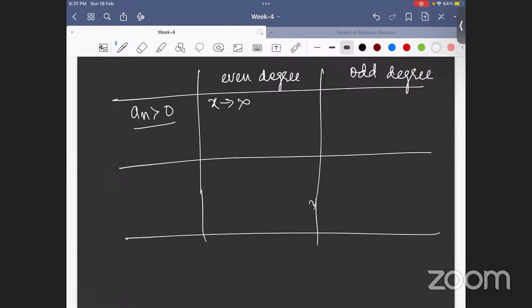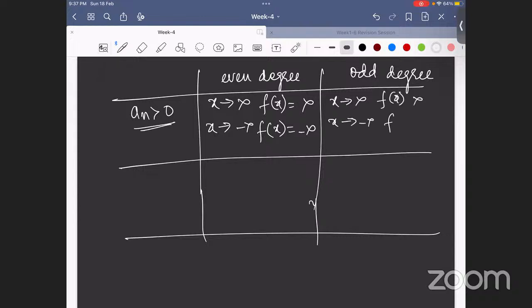And if you have the leading coefficient as a positive number, then whenever x tends to infinite, you'll have the function tending to minus infinite. Sorry, plus infinite. Correct? And whenever x tends to minus infinite, you have f(x) equal to minus infinite. This is correct, right? Similarly, you can write it for x tends to infinite and x tends to minus infinite. The function will be infinite and the function will be minus infinite.